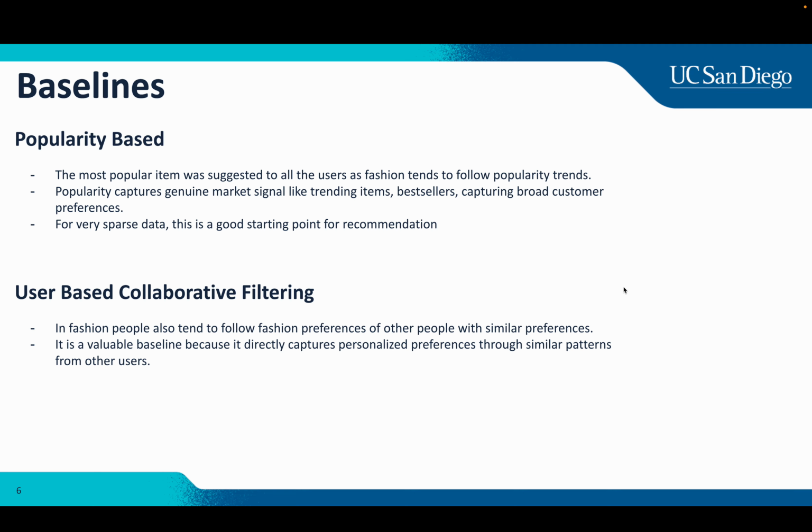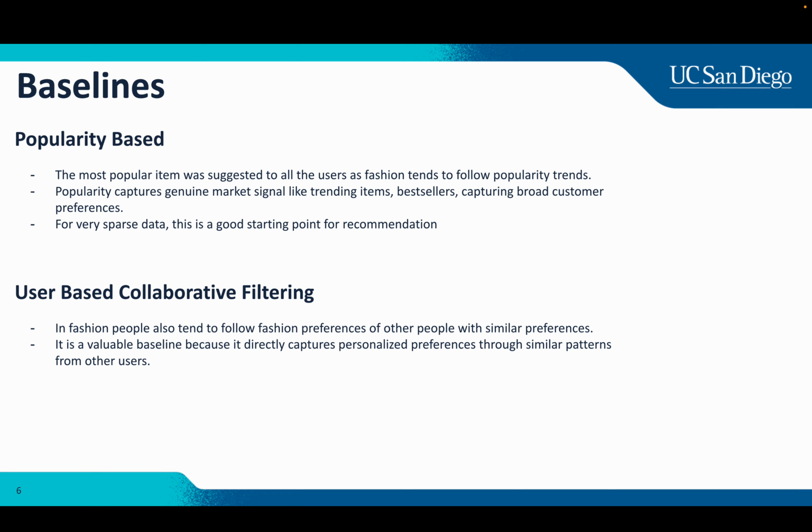So moving on to the baselines that I used. So I used a popularity based baseline. As we could see, fashion is an industry which is highly driven by popular items. People tend to have a higher demand for fashion articles that are popular in a particular period of time. So also, due to that behavior, popularity captures good market signals like trending items, bestsellers, capturing broad customer preferences. And also for very sparse data, this is a great starting point for building a recommendation algorithm.